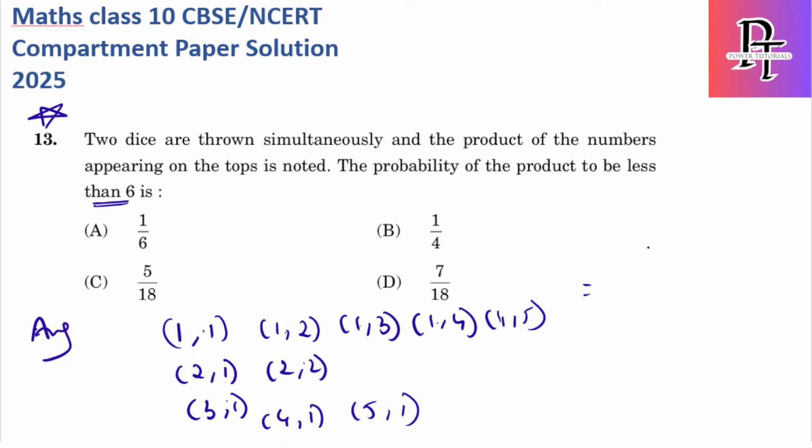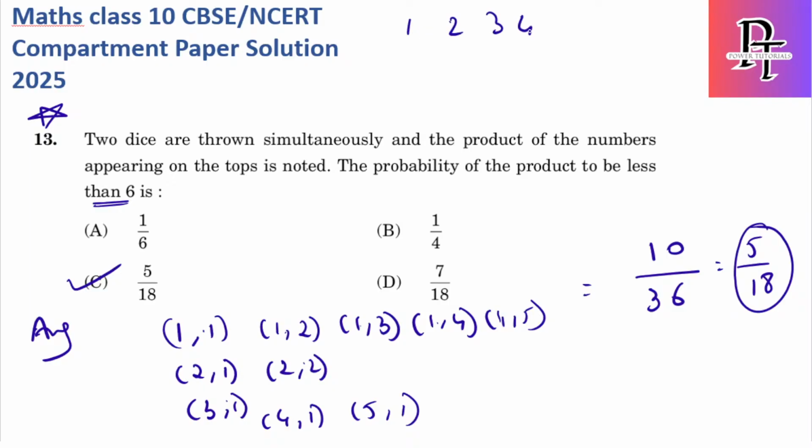So the winning cases are 10, and the total cases for 2 dice is always 6 into 6, which is 36. Let's divide by 2, you'll get 5 by 18. So the answer is C. Always remember, for dice you have to consider all the cases, like 1 2 3 4 5 6 on the first dice. Same way for the second dice, again it is 1 2 3 4 5 6. Based upon the condition you have to take the pairs and get the total number of winning cases. Divide by the total cases and you'll get the final answer.